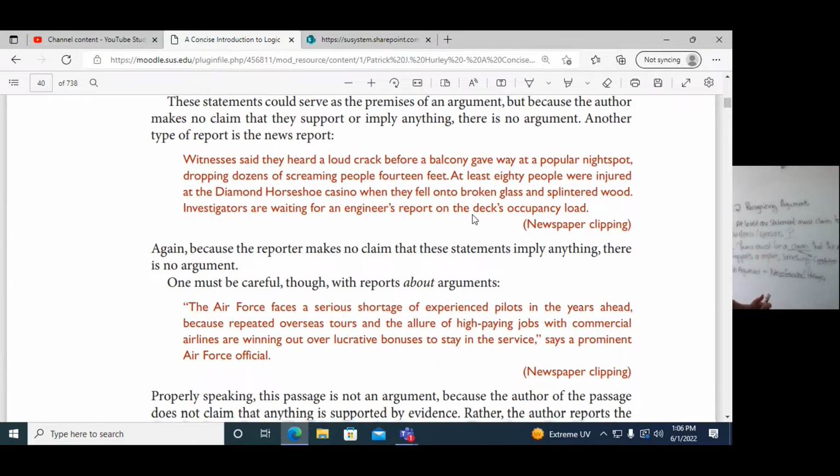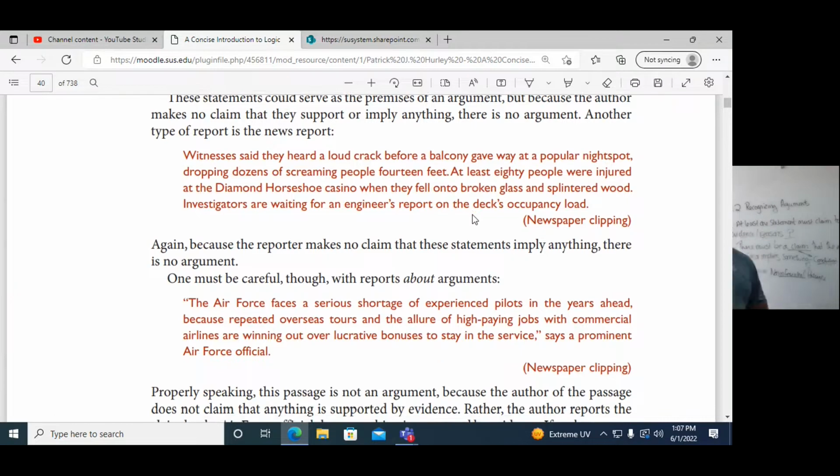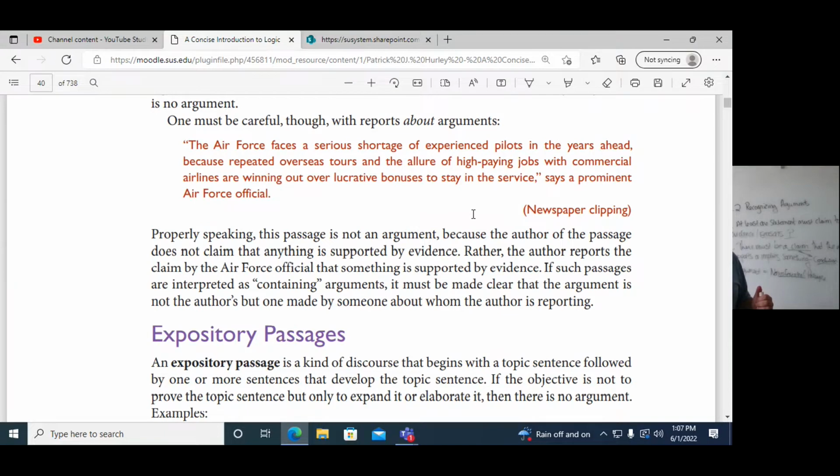And like a newspaper clipping, you could just take a look at the newspaper clipping. Witnesses said they heard a loud crack before a balcony gave way at a popular night spot, dropping dozens of screaming people 14 feet. At least 80 people were injured at the Diamond Horse Show Casino when they fell onto broken glass and splintered wood. Investigators are waiting for an engineer's report on the deck's occupancy load. That's it. There's no argument there. It's just information, right? But that's something we encounter quite a bit.